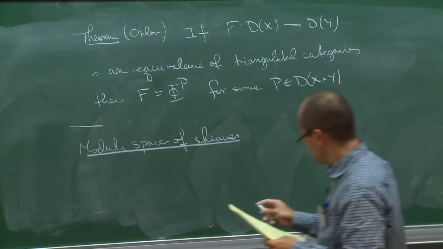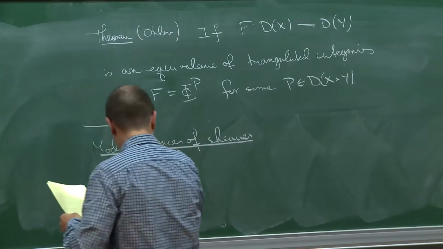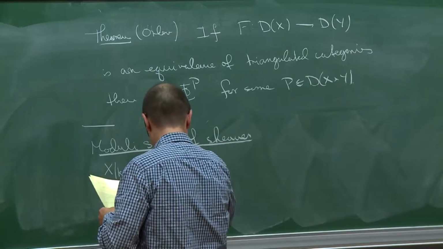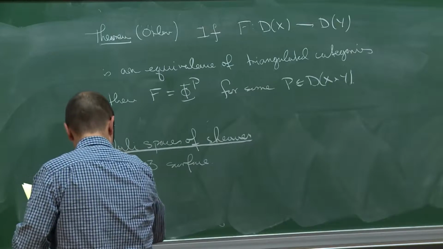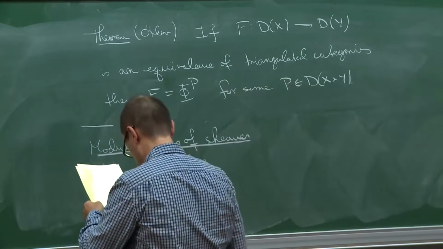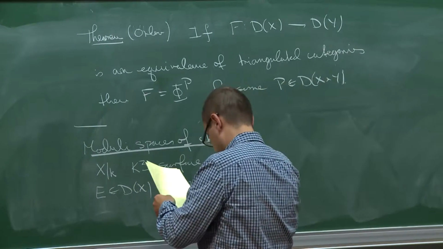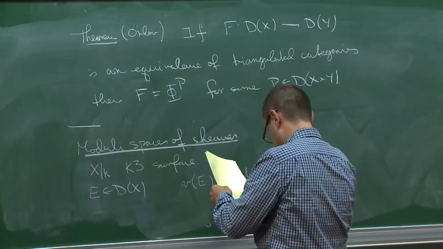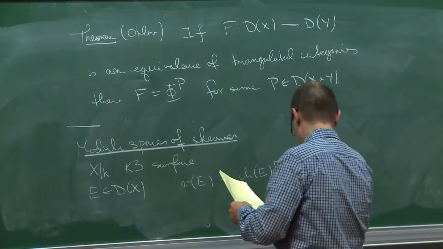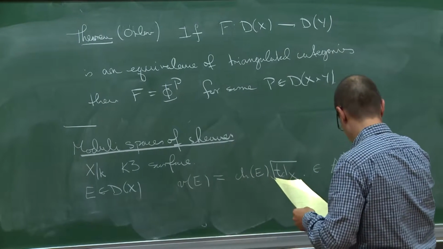Yeah, so I want to actually write down, so X over K is a K3 surface. And so then let me fix normalization. For a complex, you have the Mukai vector, which is the Chern character times the Todd class of X, square root.